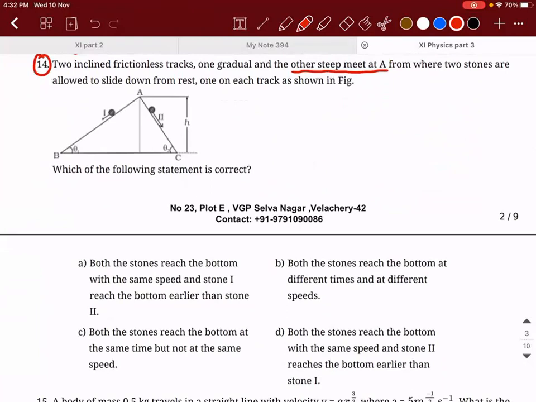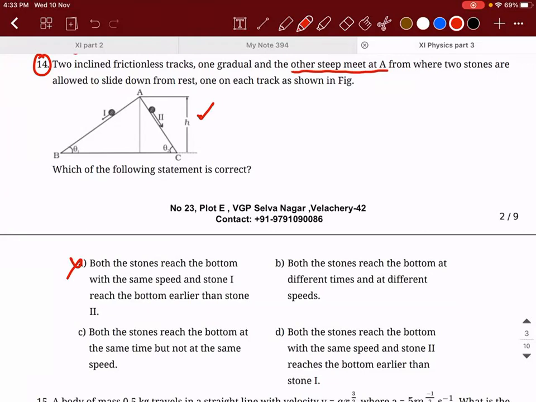Sir, acceleration of stone 1 is lesser. Okay, that is right. So this is wrong. But is this statement correct? Both the stones reach the bottom with the same speed. Is that right? Yes, sir. Yes, because both the objects are released from the same height, so the gravitational energy is completely converted into kinetic energy, correct? So during that process, what will happen? They both will reach with the same velocity.